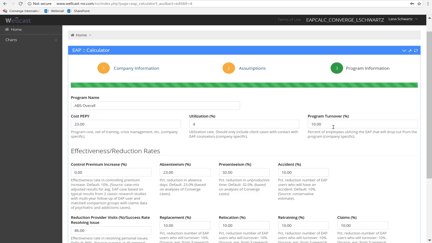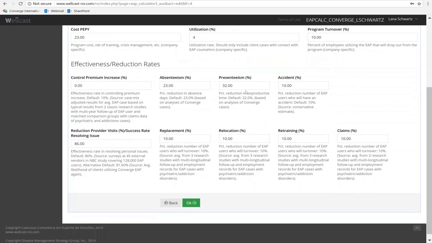The program turnover rate is a default setting. What that means is that when people come in to use our service, we know that 10% of people just drop out with no reason specifically, but they don't go through with the completion of the program. The effectiveness and reduction rates we do not change. These are all default settings, and these relate to how effective EAP is at resolving people's absenteeism and presenteeism issues. And there's a number of explanations there for you to review.